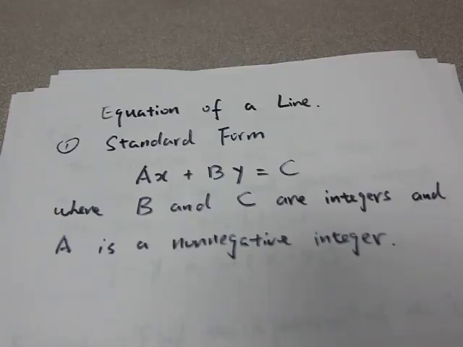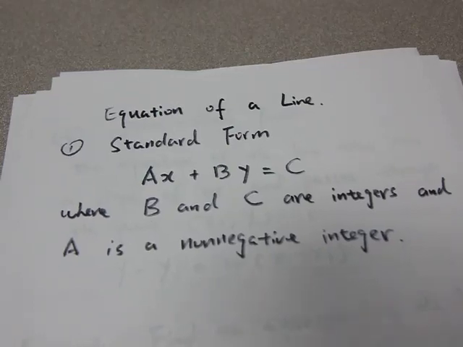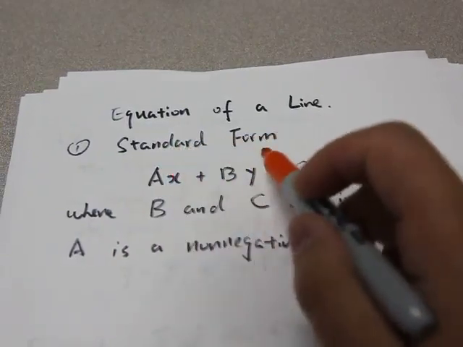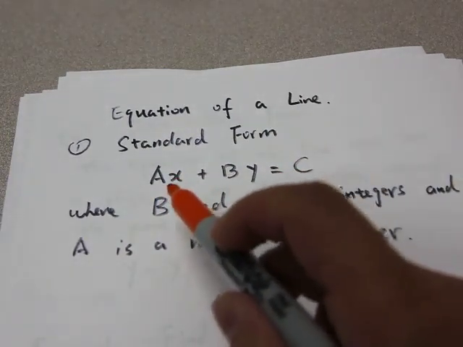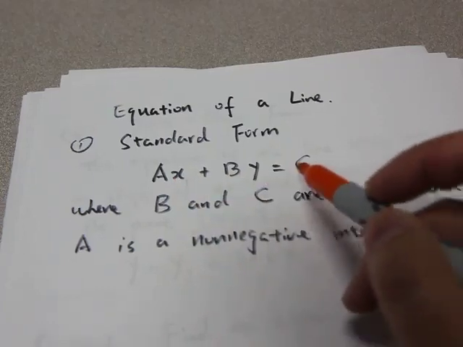Okay, in this video, I want to show you that there are a couple of equations we can use when we define a straight line. So the first one is called the standard form. So the equation is like this: ax plus by equals c.